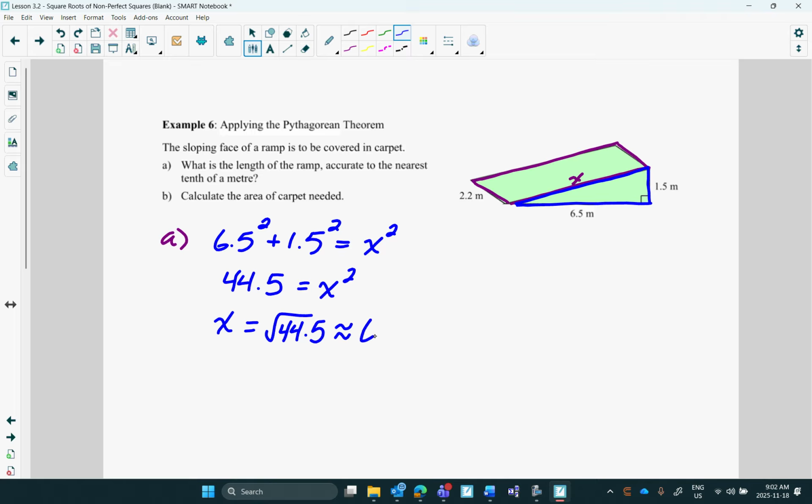6.7. Well, 6.67. I did not do that on purpose. So now I know that this is 6.7.